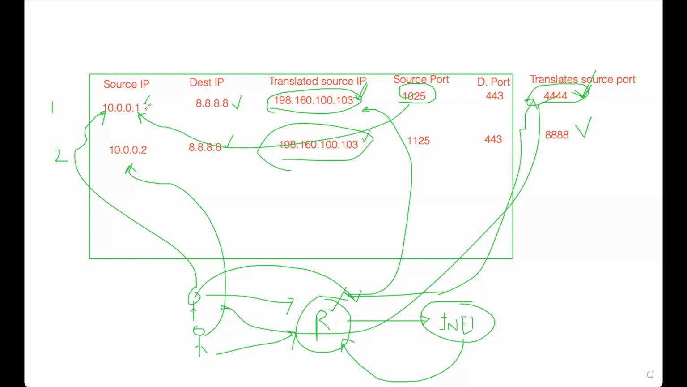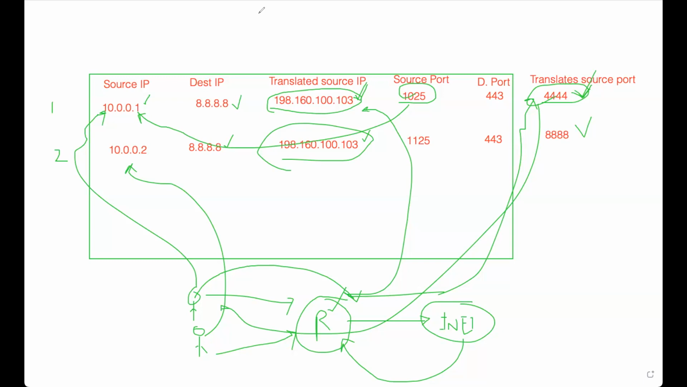Are we clear? Kanishka, are we clear till this point? Yes, it's clear, but I have one doubt. How does the translated source port number get generated? It's a random port. The router generates a random source port. The range is 1024 to 65535. That is a random source port. And it will be unique, right? It is unique per transaction. Yes. Okay.